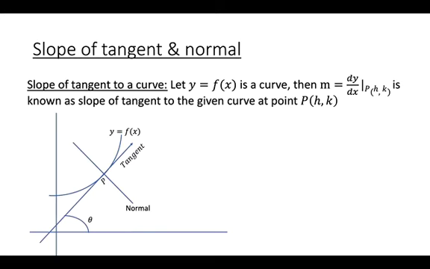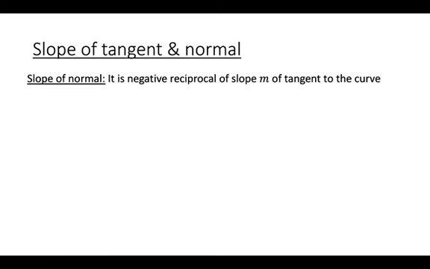P. And we know from class 11th, if tangent makes an angle theta with positive x-axis, then slope m equal to tan theta equal to dy by dx at point P. And slope of normal to the curve is negative reciprocal of slope m of tangent to the curve. Therefore, slope of normal equal to minus 1 upon m, and this equal to minus 1 upon dy by dx.